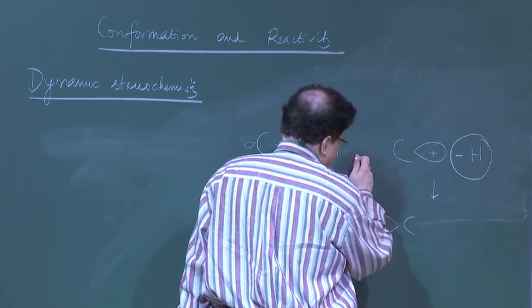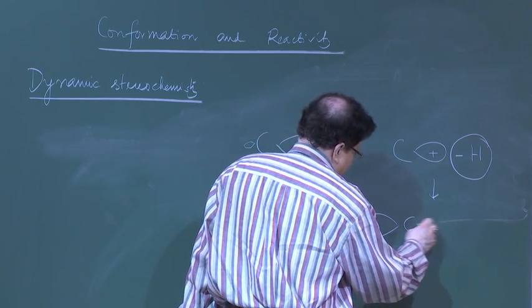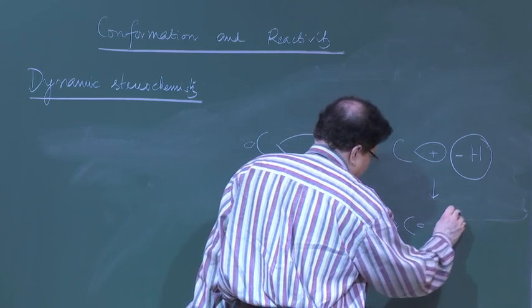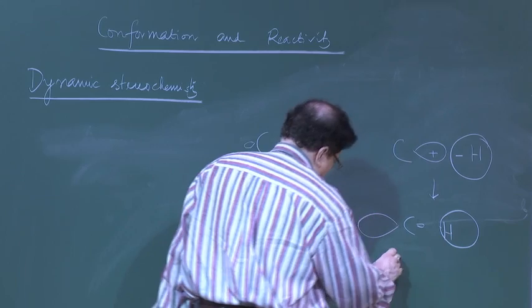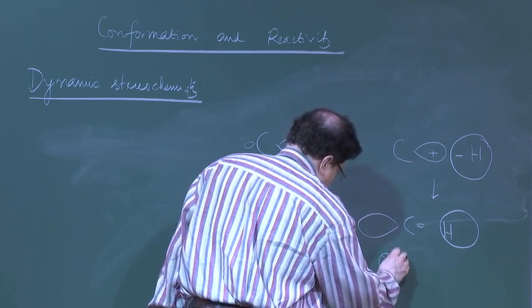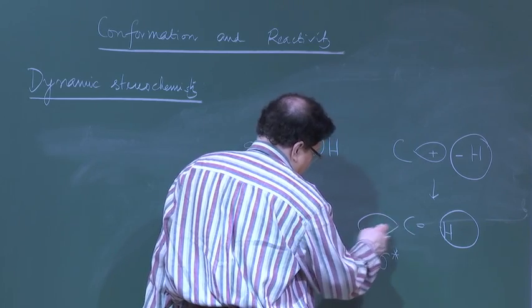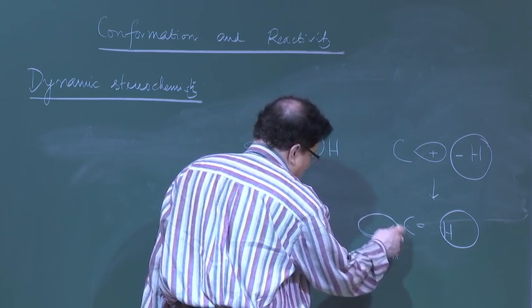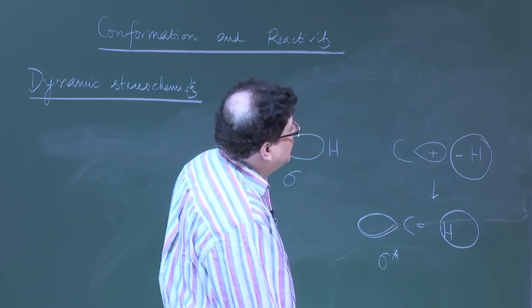So, this will go back to here. That means a bigger lobe on the back side and a very small lobe on this side. The hydrogen will also be deformed a little bit. So, this is the sigma star CH. Okay. That has got a bigger lobe on the back side of the hydrogen. So, that is what is shown here.